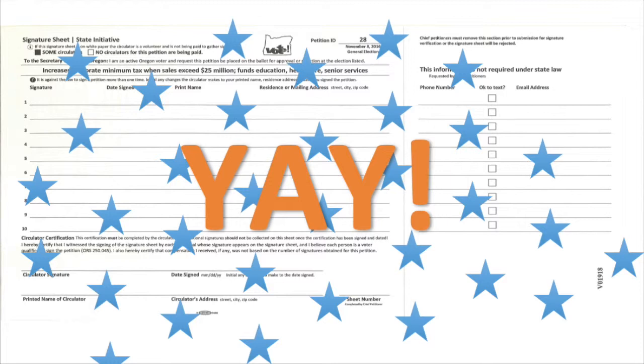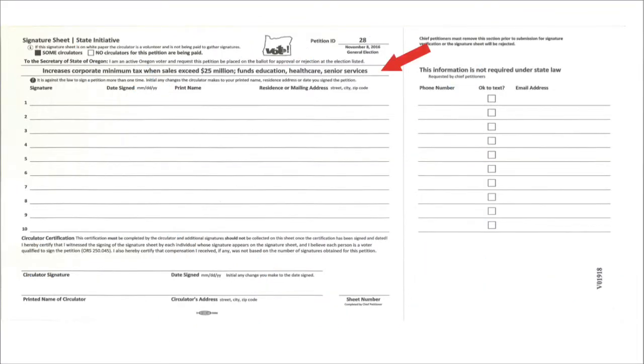To start off, let's look at what the title exactly says. We were really happy because we got a very clear title. It increases corporate minimum tax when sales exceed $25 million, funds education, healthcare, and senior services. This can be found on the top of every petition sheet.